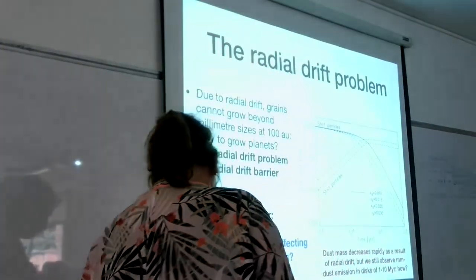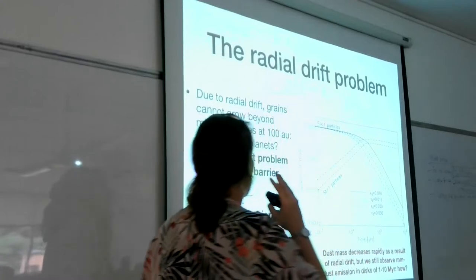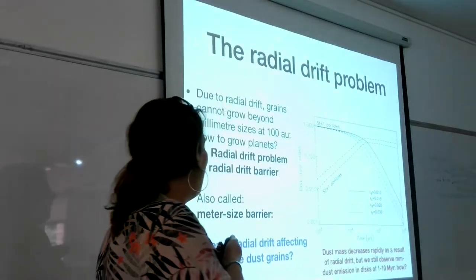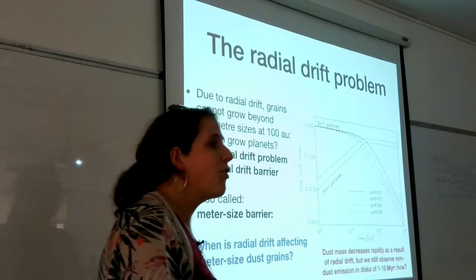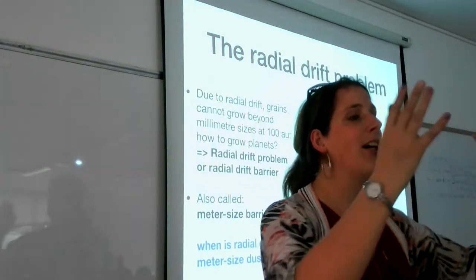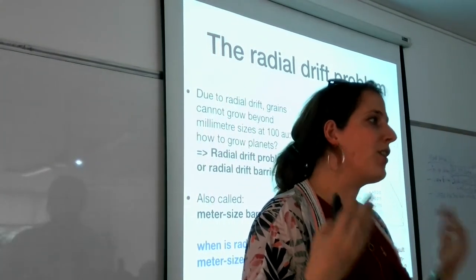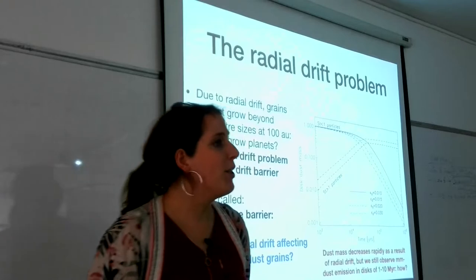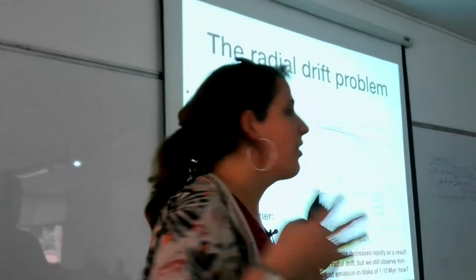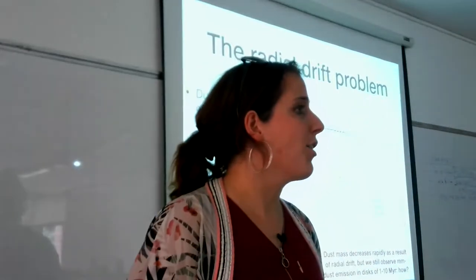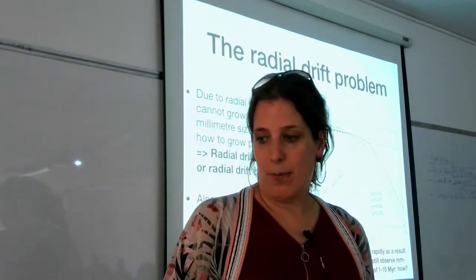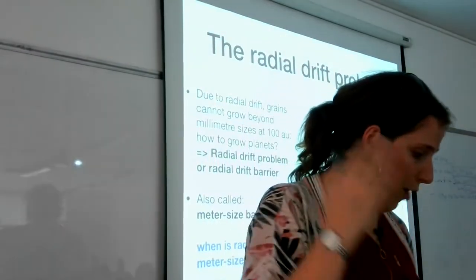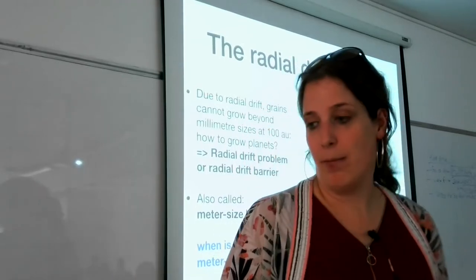Okay, so this radial drift problem was already calculated in the 70s. It was immediately said, like, yeah, this is a problem, because if you lose your millimeter dust particles so quickly, if they all drift inwards, how is it possible that we're still measuring strong millimeter emission in disks that are, you know, several million years old? Because in several million years, all of those millimeter particles must have drifted inwards already. So this comes down to the question: how do you stop the radial drift from happening?